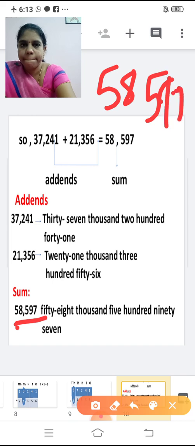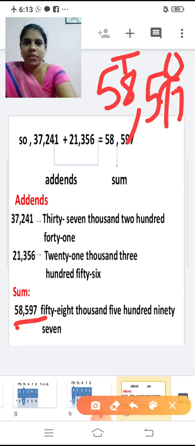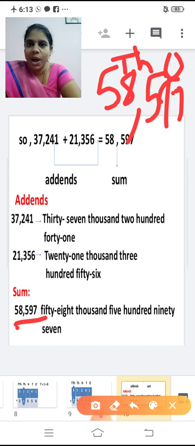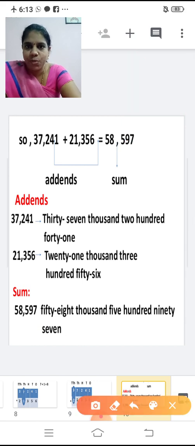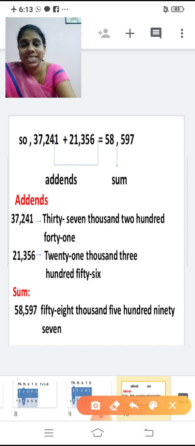58,597. Now 3 in the Indian number system, 3, 2. This is the ones period and this is the thousands period, right? Thousands period. So 58,000, 58,597.